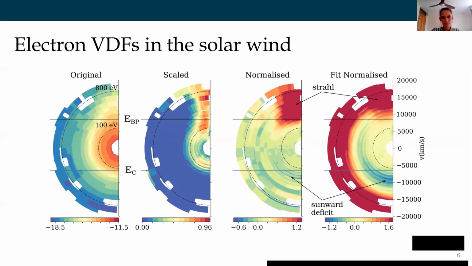Then the next one is the normalized distribution. In this distribution, we divide all the pitch angles by the values along the perpendicular direction, so along here.